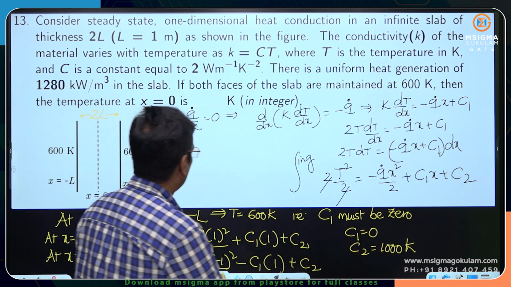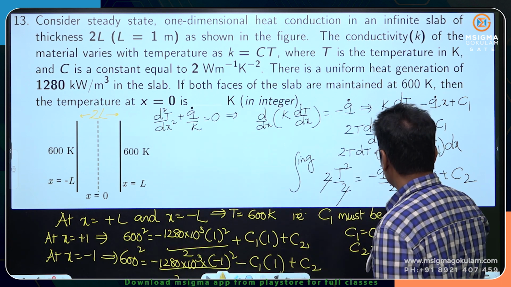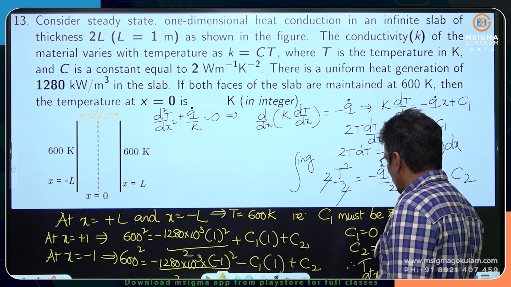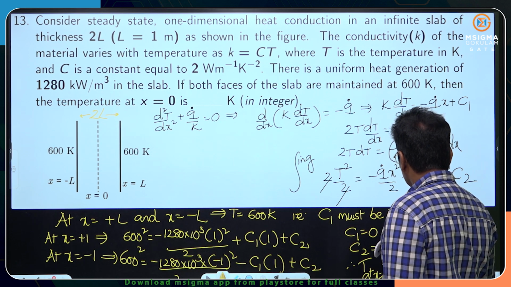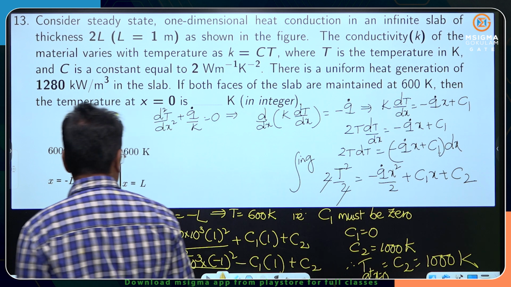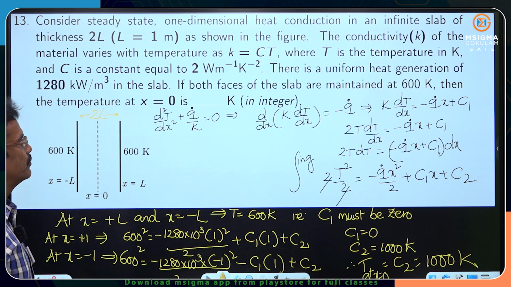Then put x is equal to 0. Obviously, when you put x is equal to 0 here, you will get C2. Therefore, the temperature at x is equal to 0 is equal to C2. Answer is 1000 K. By adding and subtracting these two equations, you will get the C1, C2 values.